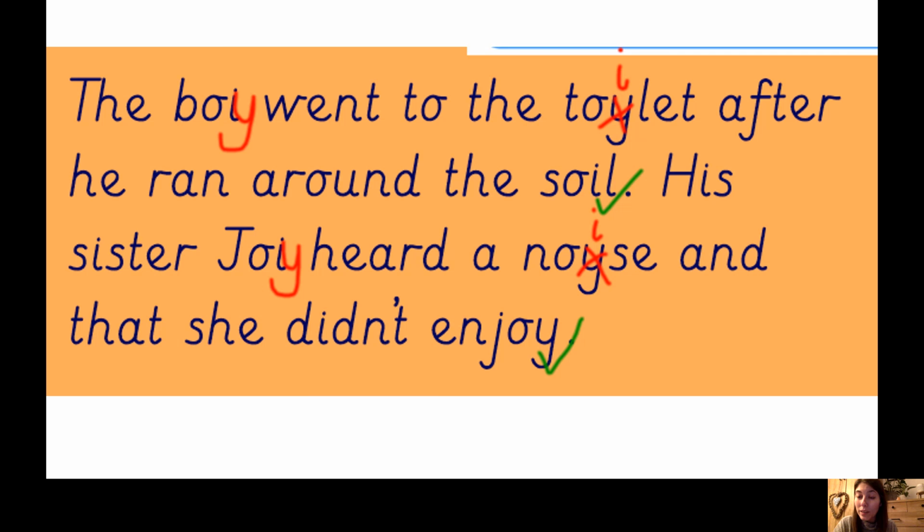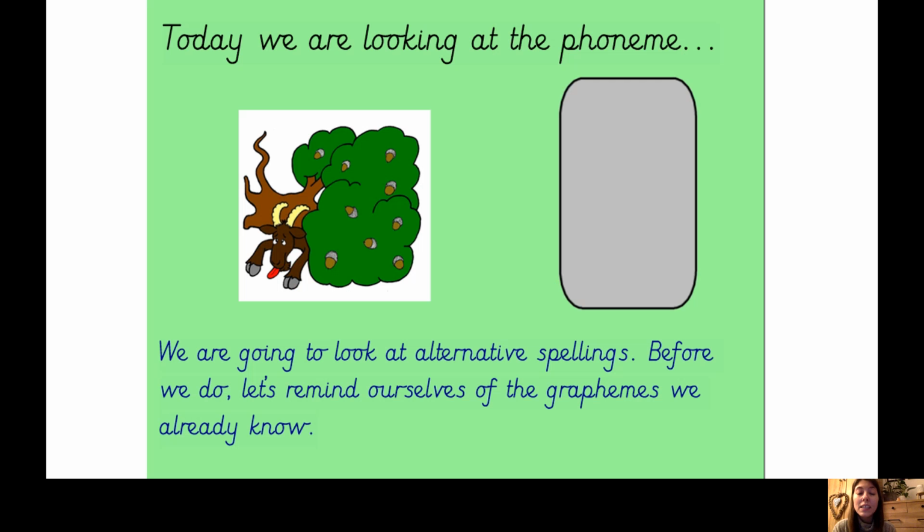Now let's have a look at what we're doing today. Today we're looking at the phoneme that matches this picture on the screen. Oh, a tree has fallen on the goat. This is not good. Can anyone remember what sound this represents? I'm giving you a clue if you can see me in the bottom. That's right, it's O, like, oh no, the poor goat.